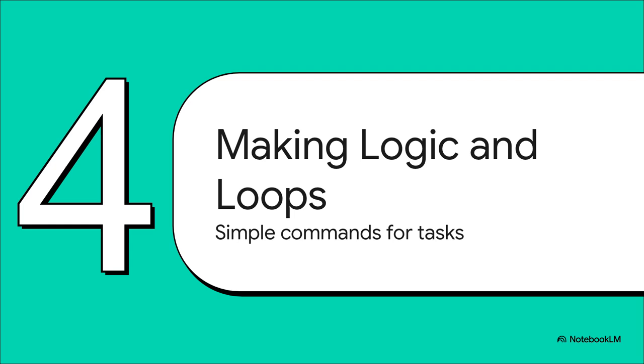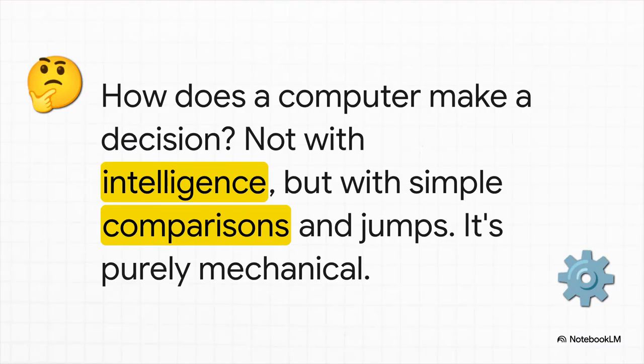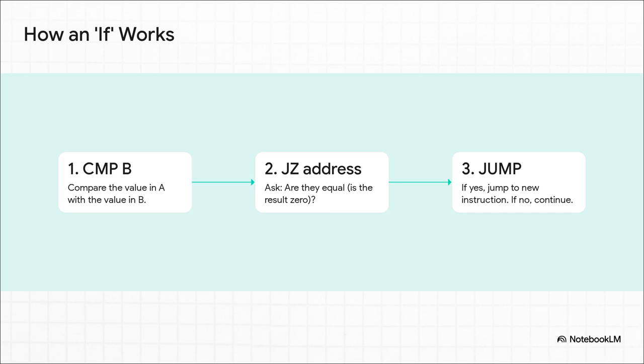Okay, so now we know some of the words in this language. Let's see how we can start stringing them together, combining these simple commands to build much more complex things, like logic and loops. So, have you ever wondered how a computer actually makes a decision? The secret is that it doesn't. Not like a human does, anyway. There's no intelligence here. All it does is a super simple comparison, and then, based on the result of that comparison, it either continues on or it jumps to a different part of the program. It's 100% mechanical.